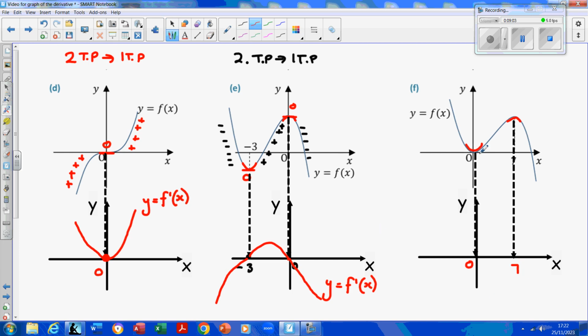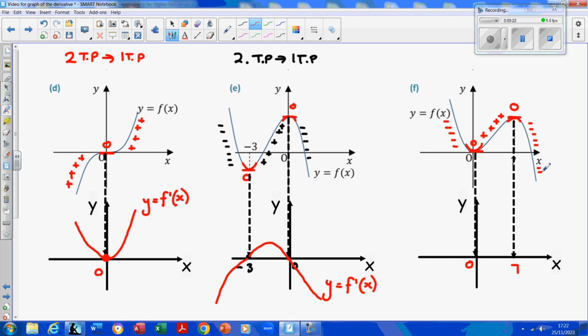Now, stationary points, gradient of tangent is 0. It's a flat line. Here, it's going downhill, so it's all negative. And then after the turning point, it goes uphill, so it's positive. And then after the turning point, it goes downhill again.